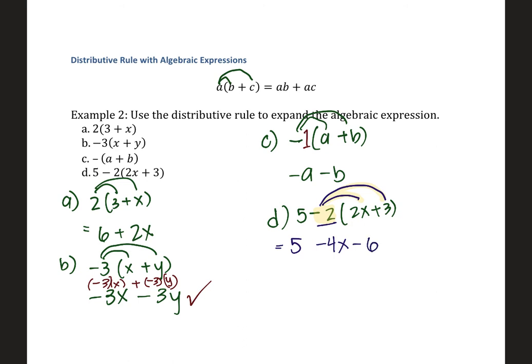And from here, I want to combine these terms, these 5 and 6. There's no variable, so I want to combine them. So we're going to have -4x, and then 5 plus -6 is going to be -1. -4x minus 1.